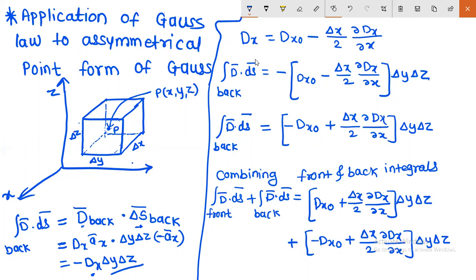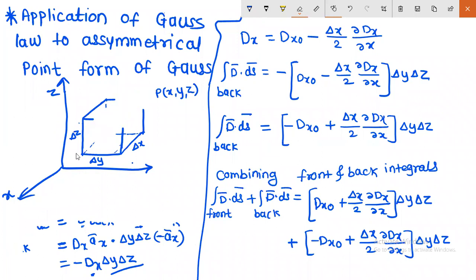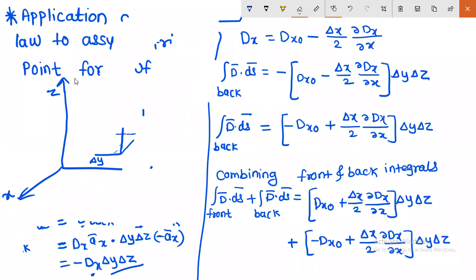Completed? Can I erase? Yes. Okay. Now I will erase all. Only the last term I will keep.